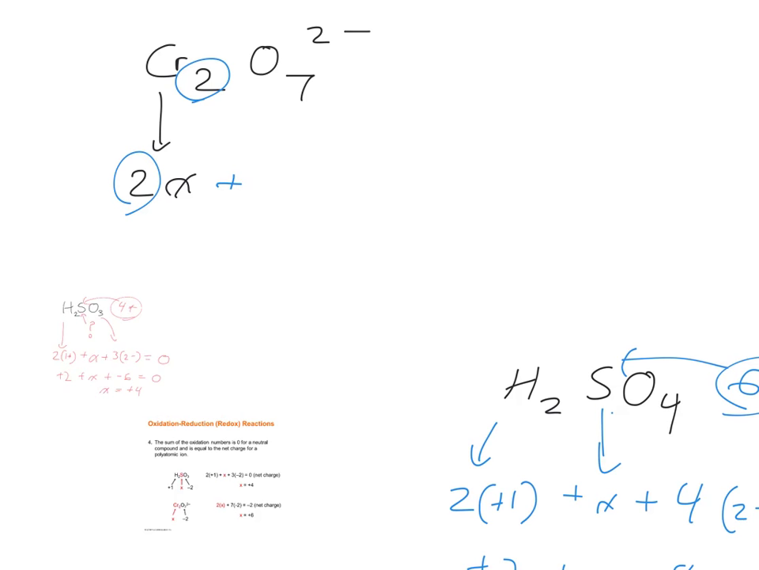I have 7 oxygens, and each one of those oxygens has a 2 negative charge because it's oxygen. According to our rules, the sum of the oxidation numbers has to equal the charge on the molecule. So my oxidation numbers, instead of equaling 0 for dichromate, are going to equal negative 2.